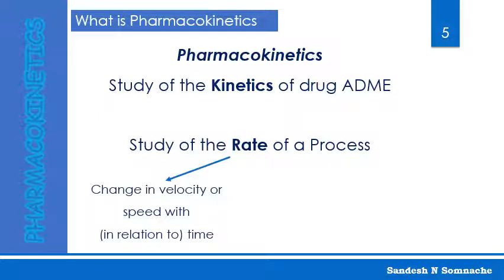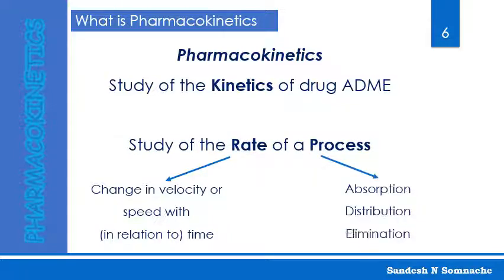Rate we can define as the change in velocity or speed in relation to time, while process means the various processes involved. Once a drug is administered, it gets absorbed, it gets distributed and it gets eliminated out of the body. Elimination may take place by two processes, that is metabolism and excretion.